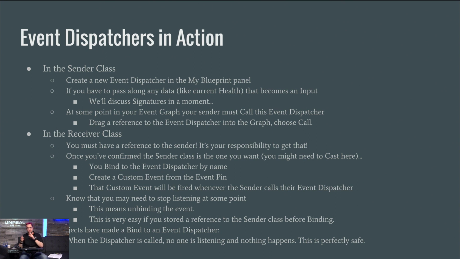Again, just as a reminder, this is why event dispatchers are different than the other two types of communication. This time, it's the receiving class that gets the reference and not the sending class. So once you've got that reference and you've confirmed that it is the class you care about, probably by way of casting, then you can bind an event to the event dispatcher by name. You can create a custom event that will connect to the event pin, and then whatever you tie into that custom event will be what executes.